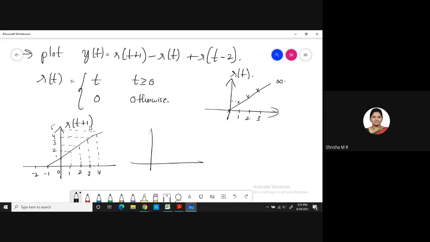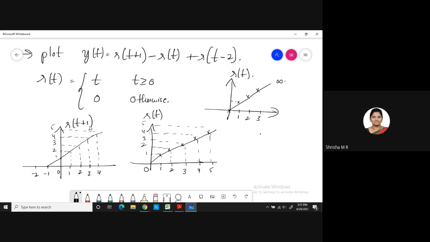And I have R of t. R of t is our ramp. At 1 the amplitude is 1, at 2 the amplitude is 2, at 3 the amplitude is 3, at 4 the amplitude is 4, and at 5 the amplitude is 5. It will go on up to infinity.